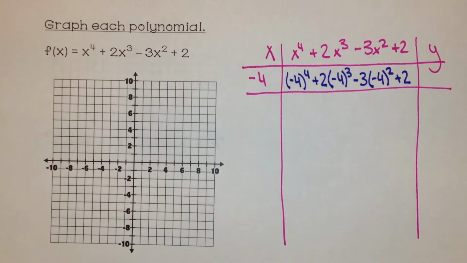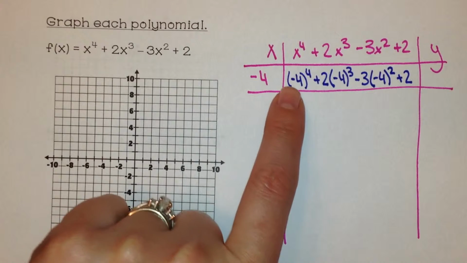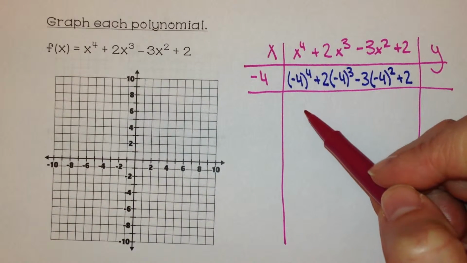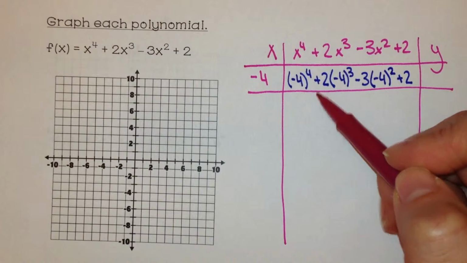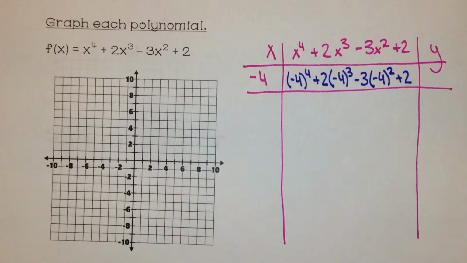So I'm going to suggest that you just type this into a calculator. If you want to work it out by hand, that's fine. Just remember when you're typing it into a calculator, you need to put a parenthesis around values that are negative. Because if you just type in -4 to the power 4, your calculator is going to do 4 to the power 4 and put a negative in front of it, instead of doing -4 to the power 4. So -4 times itself 4 times.